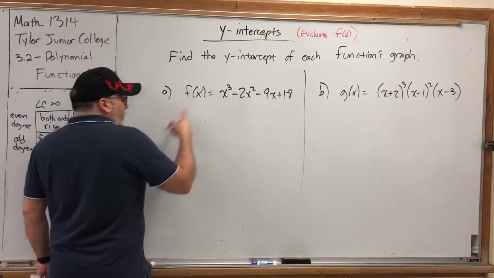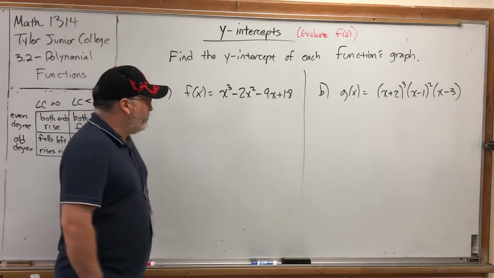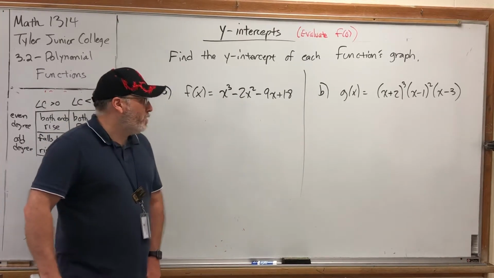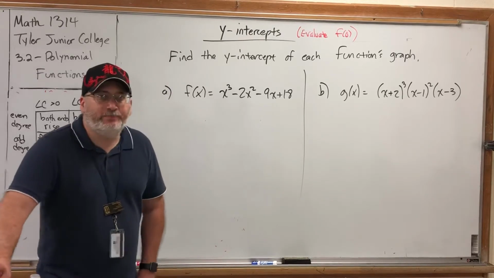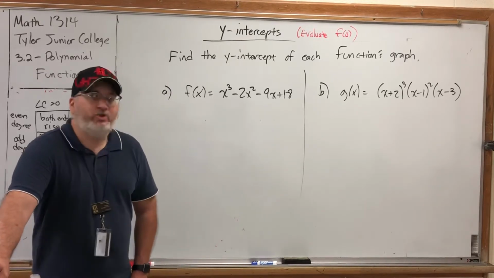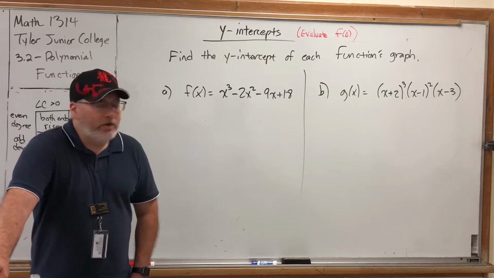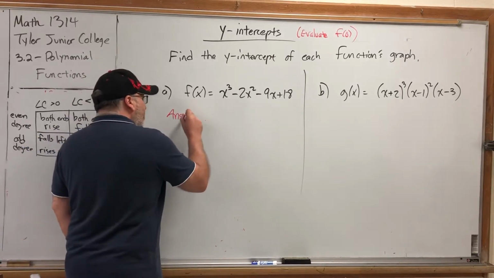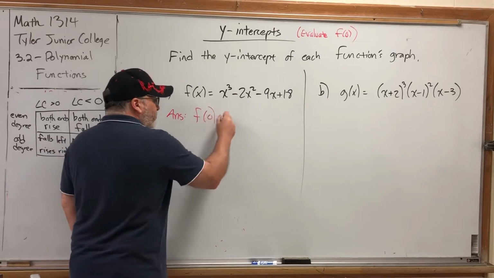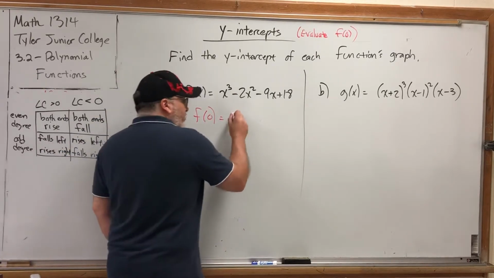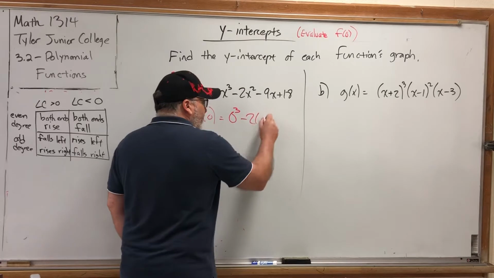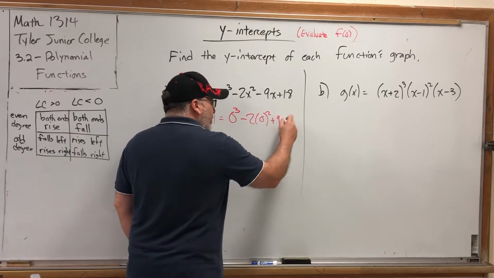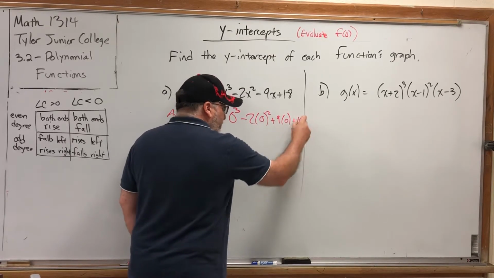For example, f of x equals x to the third power minus 2x squared minus 9x plus 18. What do we get when we substitute 0 into that function? Should be pretty transparent, but let's go ahead and work it out. If we substitute 0 into the function, we'll get 0 to the third power minus 2 times 0 squared minus 9 times 0 plus 18.